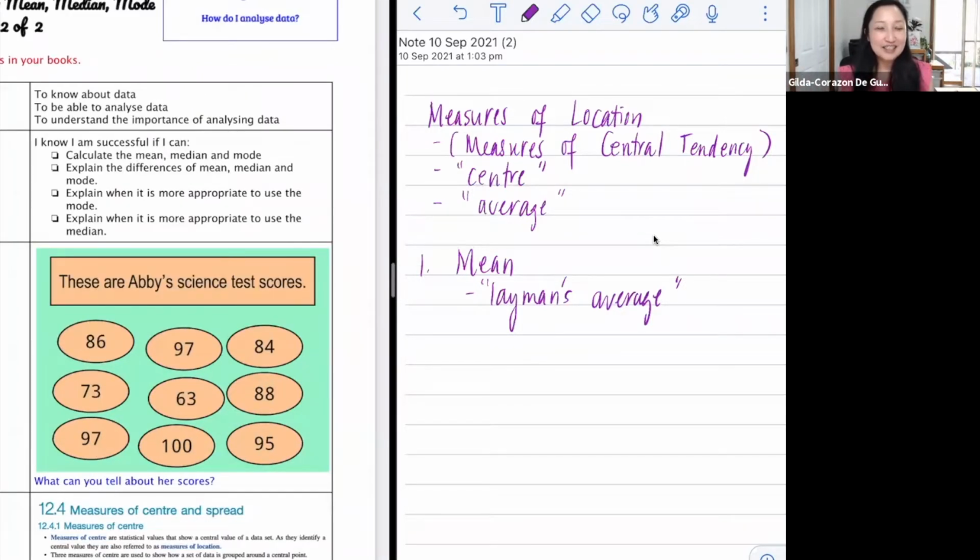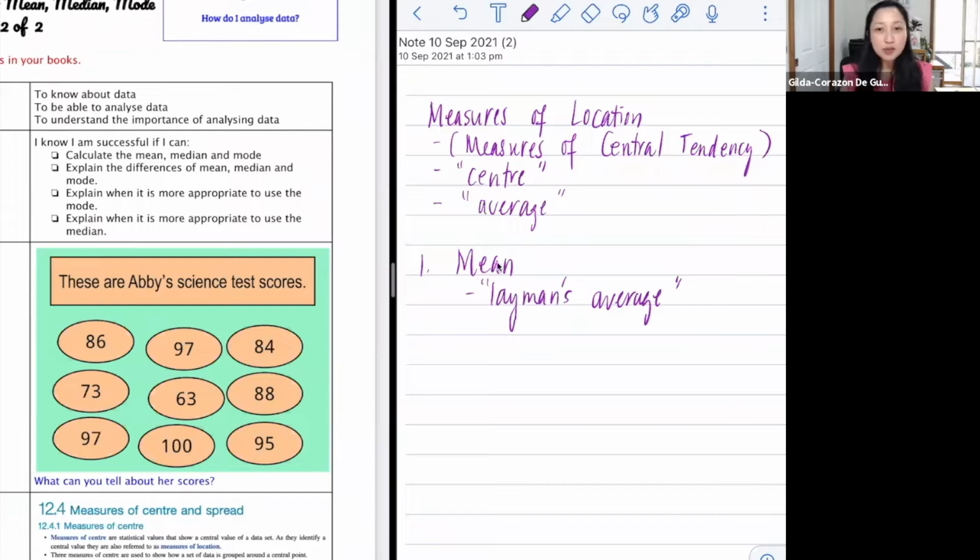Looking at that, you would probably be able to figure out straight away what would be the lowest score and what would be the highest score. So the lowest score would be 63 and then the highest score would be 100. But most of the time, what we want to figure out would be the center of the data, or the middle score, what would be the average of her scores, right?